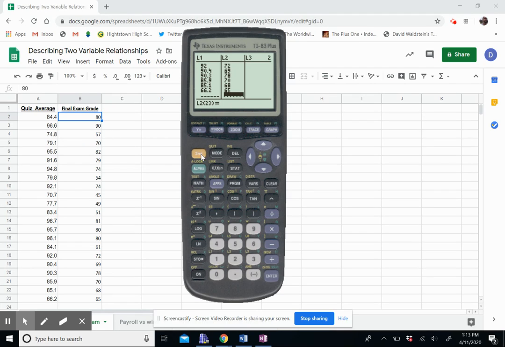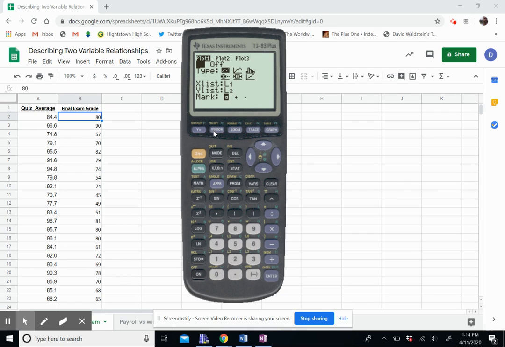So now I'm going to make a scatter plot. What we first need to do is go to second and then the y equals button, and we need to turn the stat plot on. You should get to this screen after you hit second y equals. Then I'm going to hit enter, and now I want to turn this on. This first option right here is going to give us a scatter plot. All right, we have our x as L1 and the y as L2, just like we want.